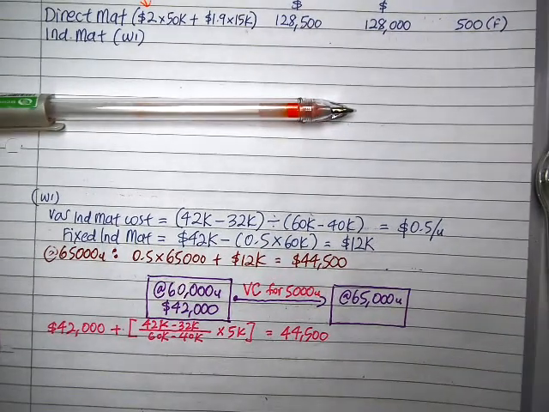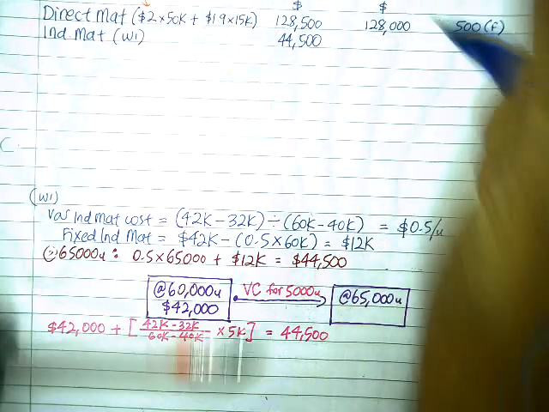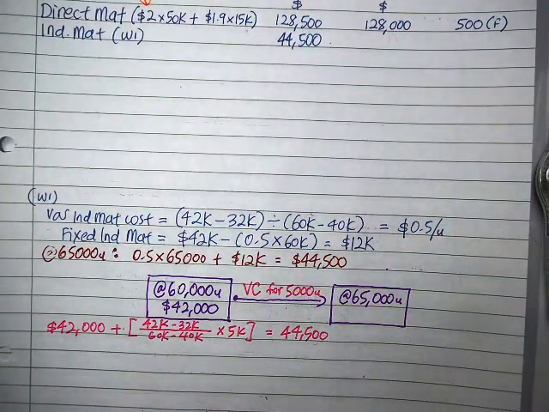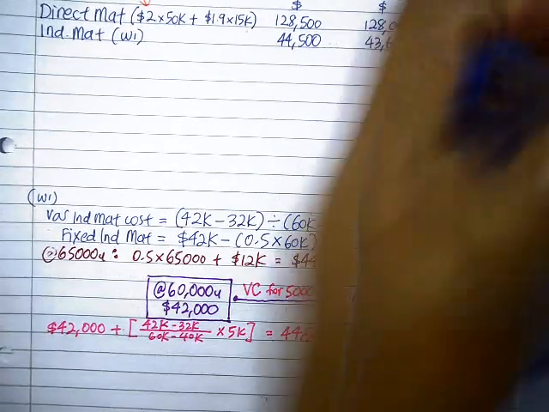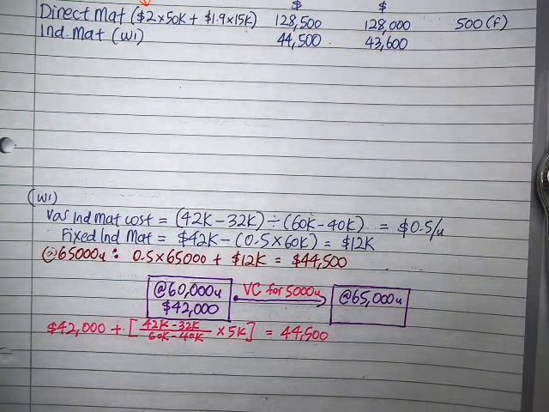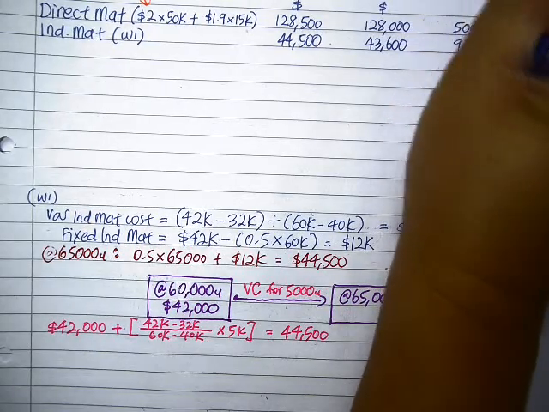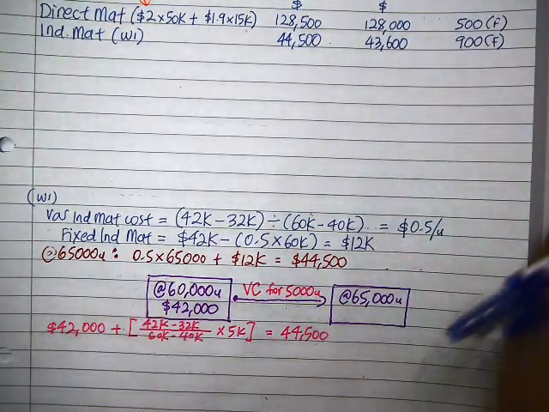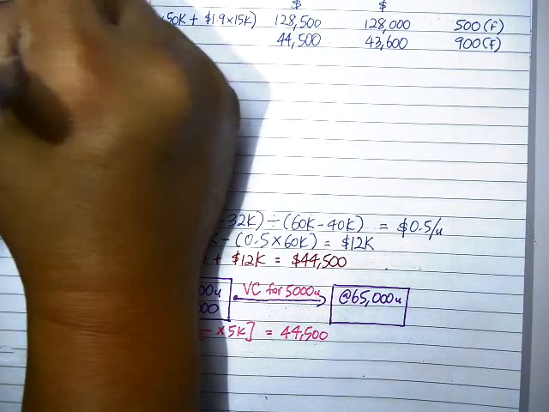So, fill in the blank. I got it as 445, and my actual is 436. So the cost variance is 900 favorable as well. Okay, go on. Now class, we have direct labor.